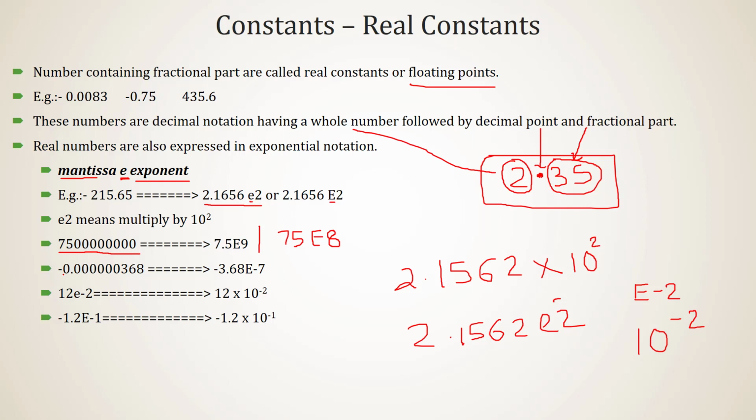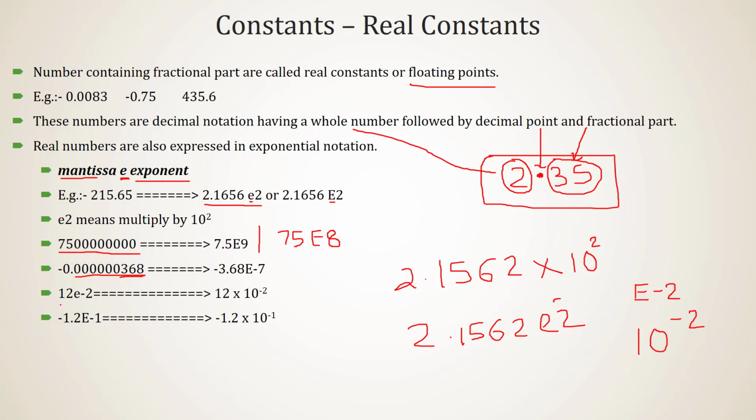Here is another one: minus 0 point, 6 zeros followed by 368. So here it is a decimal, and it is also a negative value. The only thing is we have a fractional part, so a minus symbol is given. It can be written as 3.68 into 10 raised to minus 7. So it is written as 3.68 E minus 7. Similarly, here we converted the real constants to exponential notation.